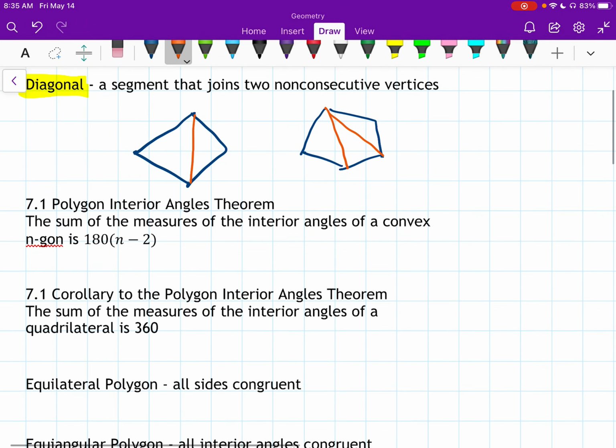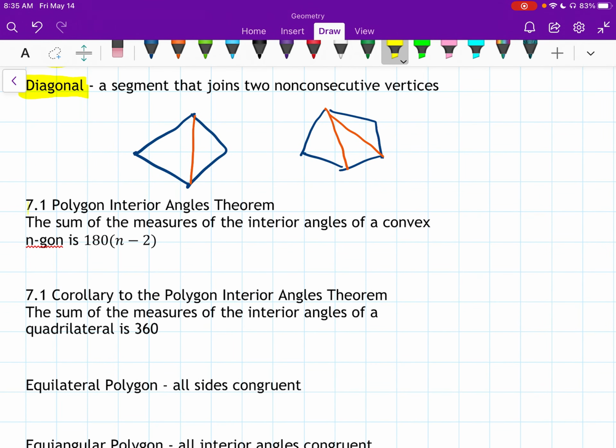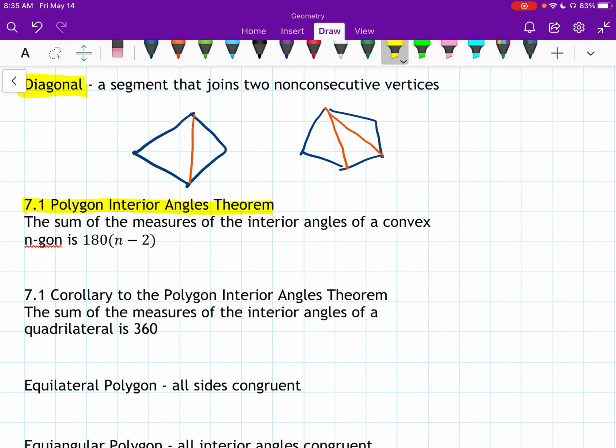All right, next up, we've got 7.1, the polygon interior angles theorem. The sum of the measures of the interior angles of a convex n-gon is 180 times n minus 2, or 180 times the quantity n minus 2.